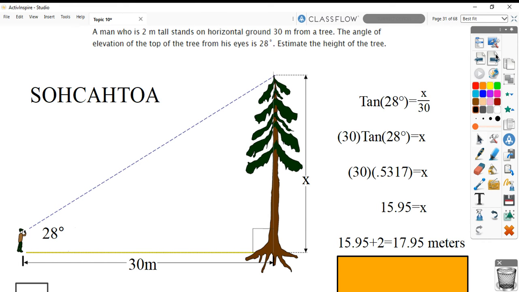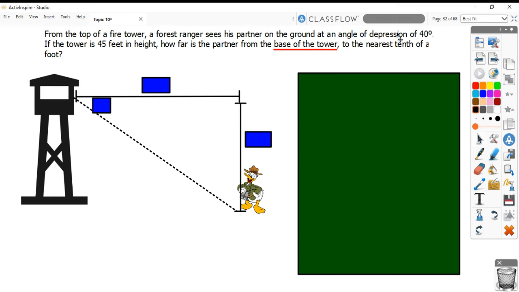So let's move on to our next problem. From the top of a fire tower, a forest ranger sees his partner on the ground, as demonstrated by one Mr. Donald Duck right here. Big fan of that. The angle of depression from his point of view is 40 degrees.